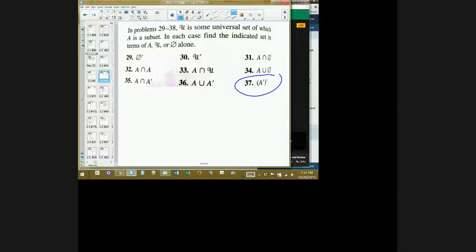How about 35? What's the intersection of A with A complement? What's that? Union would be, but not in the. So what they're saying is take the outside, take the inside. Where do those two overlap? Does the outside overlap with the inside? No. So they overlap nowhere. So I would answer that one with the empty set.